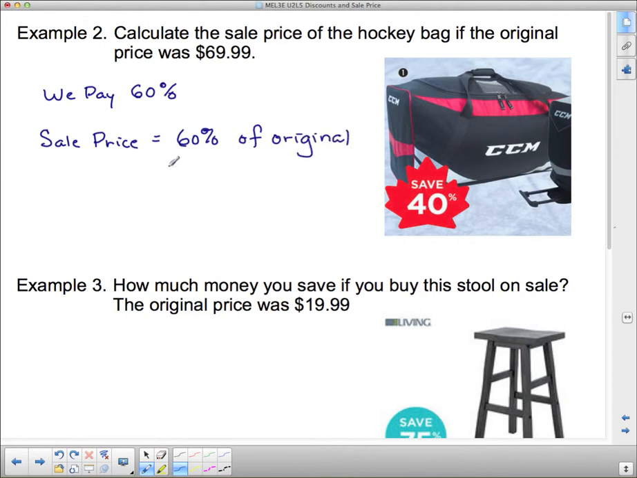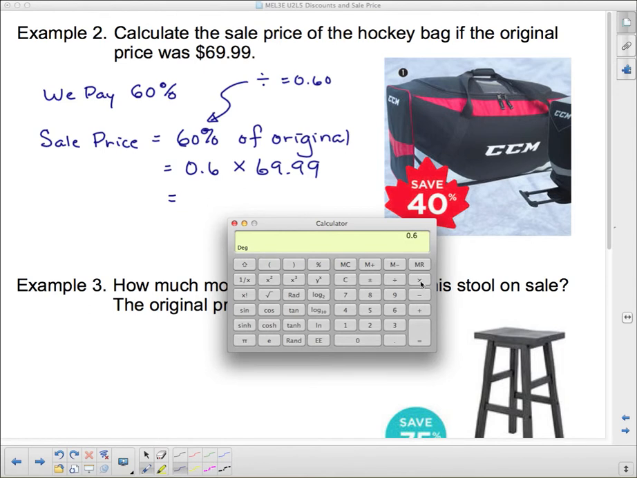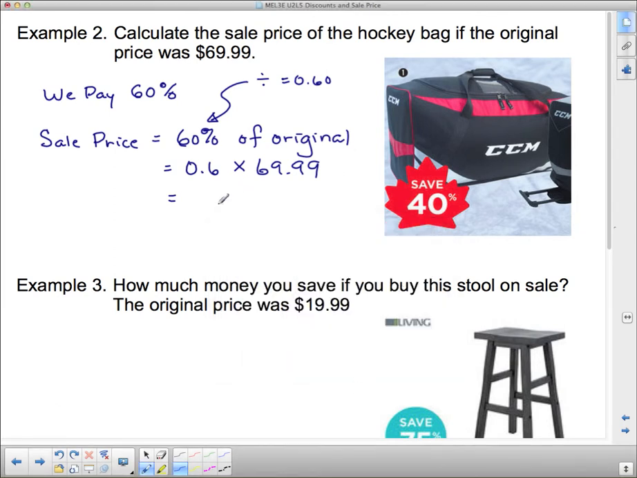Now we're told that the original price was $69.99, and remember the 60% has to be divided by 100 to get 0.60, or just 0.6, and we multiply by the original price, $69.99. So 60%, 0.6, times $69.99 is $41.99. So $41.99 is what we're going to pay.